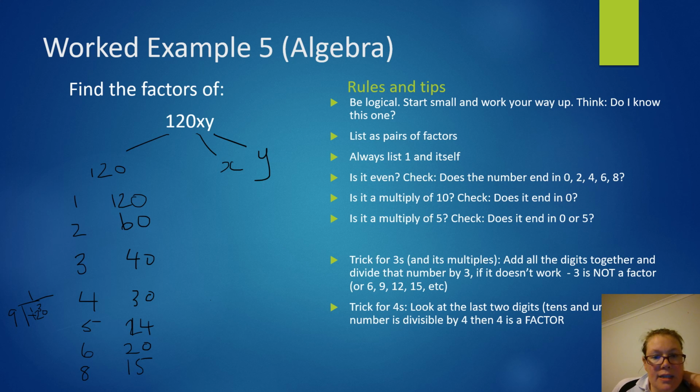10 will be a factor because it ends in a 0. So it'll be 10 and 12. 11, no. 12, yes. So we've gotten ourselves back to that point there. Other ones that haven't come up yet. Oh no, we've got 20 there. So the factors here obviously are 1, 2, 3, 4, 5, 6, 8, 10, 12, 15, 20, 24, 30, 40, 60 and 120.